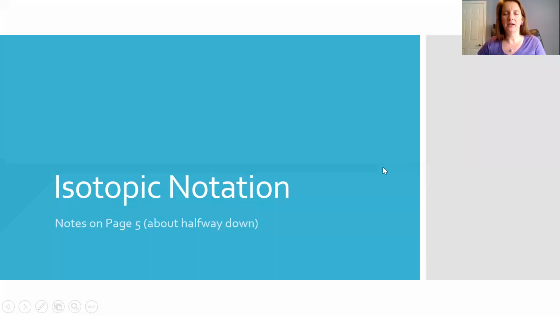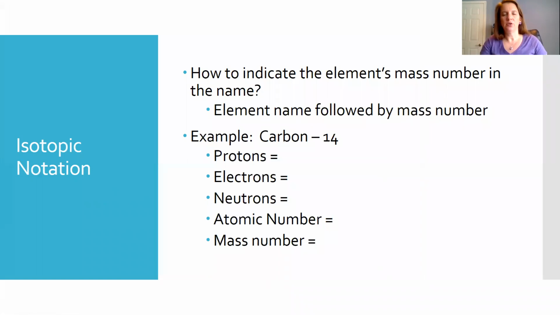All right, so we're going to be on page 5 in your packet, about halfway down, where you see some information about isotopic notation. So when we're talking about a specific atom, there's a couple of different ways we can indicate which particular atom we're talking about. The first manner is where we have the element name followed by the mass number, okay? So when we have carbon 14, carbon is our element, 14 is the mass number. In order to find the protons, you would just look at your periodic table to see what the atomic number of carbon is. We know that the number of protons in carbon is going to be 6.